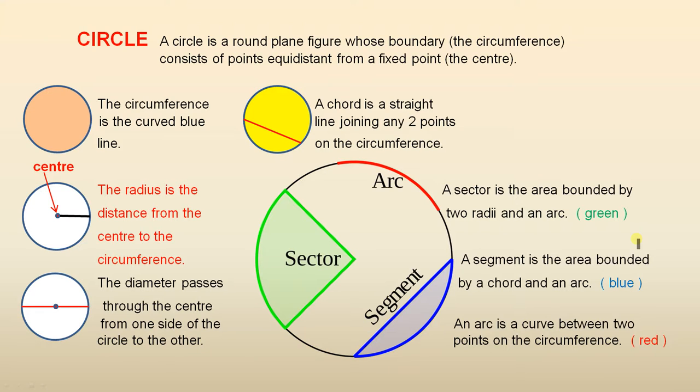A segment is the area bounded by a chord and an arc. So there's the segment there, that area inside those blue lines. Now the blue line here is a chord, that's the arc there, and the area inside is called a segment. An arc is a curve between 2 points on the circumference. So here it is, that red curve there, that's called an arc.